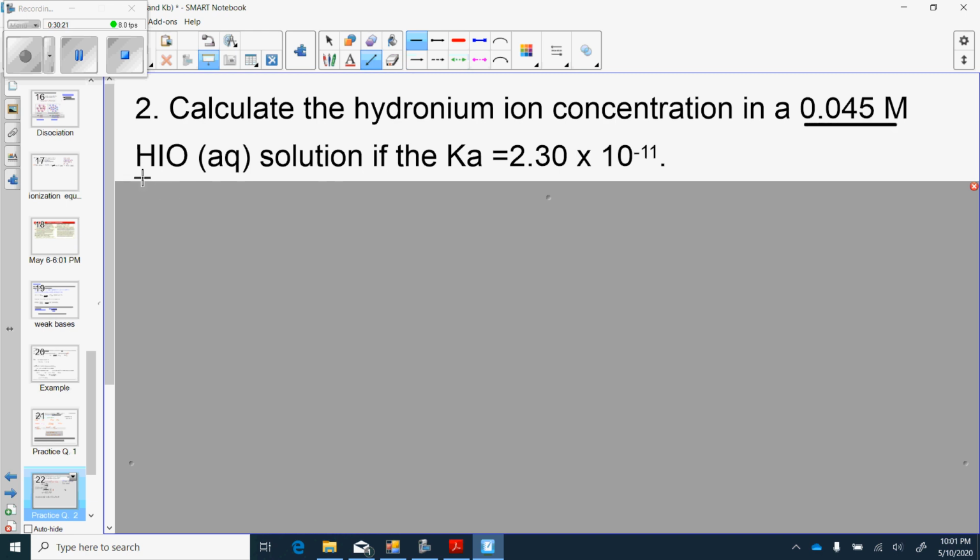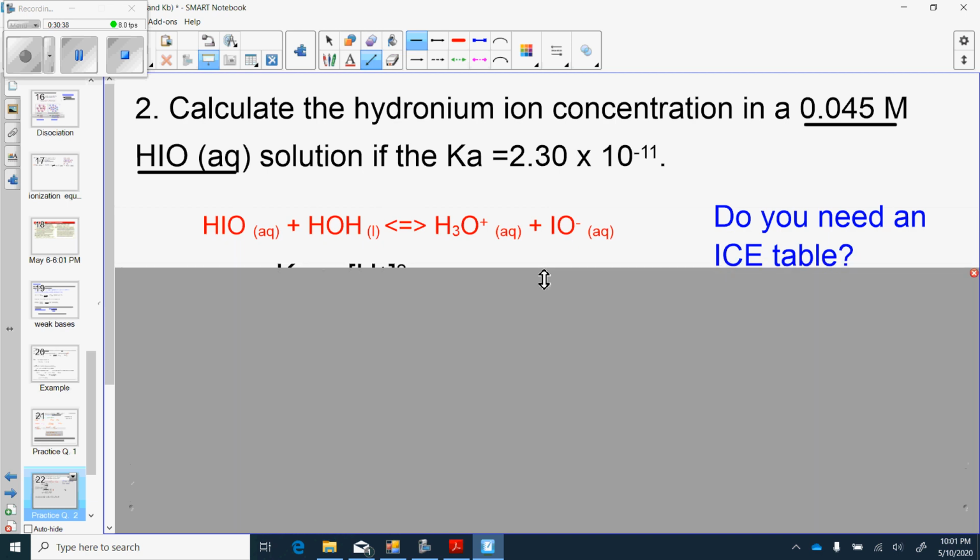Will we need to use an ice table? Do we have to use this minus X? And the answer is no. If your Ka is 10 to the negative 4 or less, then the amount of ion being produced is so small, we don't have to worry about it.